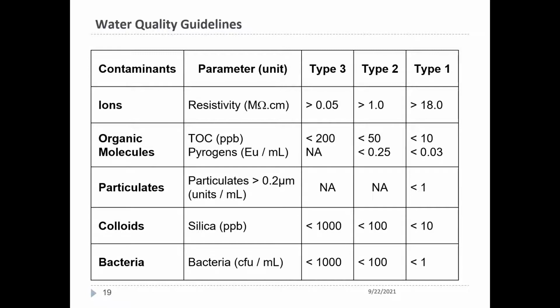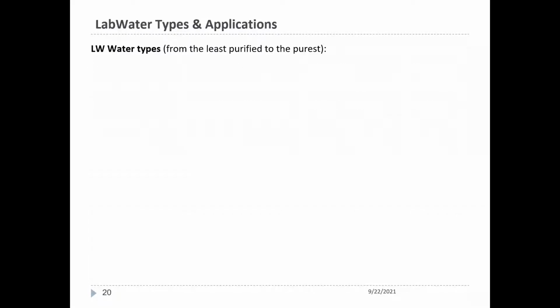Now, the major contaminants we look at are ions, organic molecules, particulates, colloids, and bacteria. These are what are of interest to most laboratories. And here the guideline tells you, if it's type 1, what are the limits for each parameter, be it ions, organic molecules, particulates, colloids, or bacteria. Same for type 2 and then type 3.